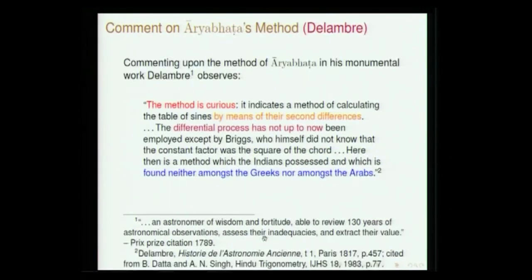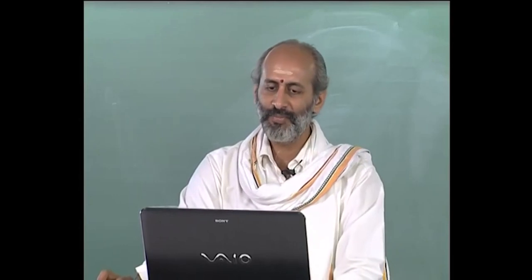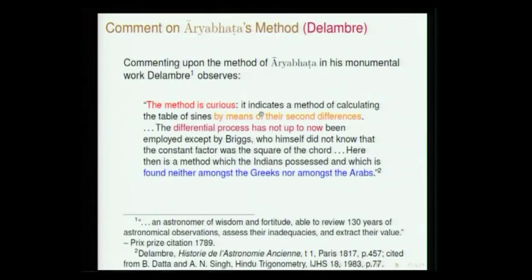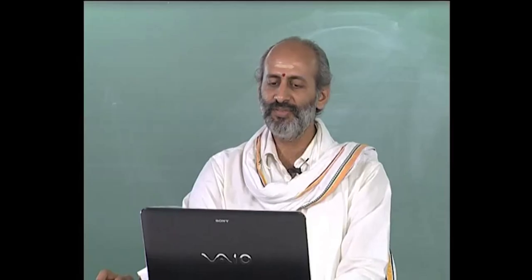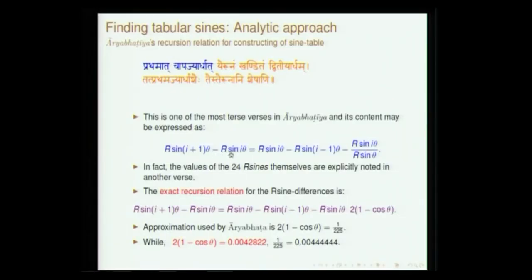With this, I just want to make one observation as regards this method presented by Aryabhata, this analytic approach to get the sine table. There is an interesting observation which has been made by D'Alembert. He refers to the sine difference table which has been obtained just now. About this he says, this method is curious, it indicates a method of calculating the table of sines by means of their second differences. If you note this, this is the first difference and this is the first difference. If you find the difference of these two first differences, all that you note is it is proportional to sine.